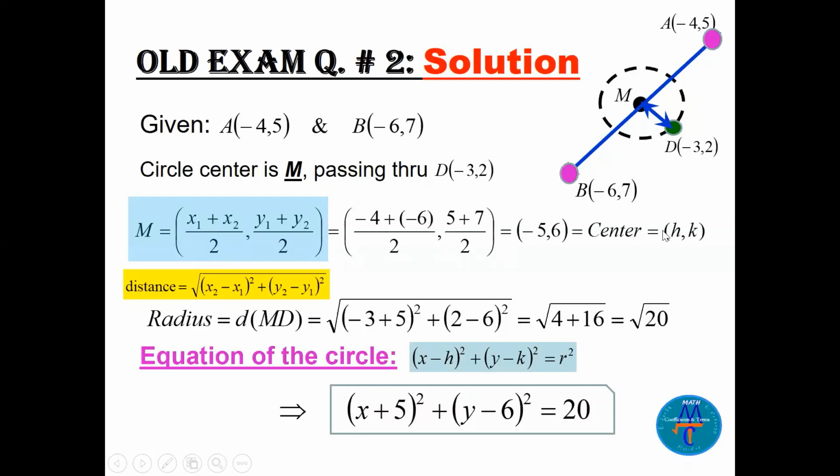So this is H and K. And now we need the distance from M to D. That's the radius. The radius is equal to the distance from M to D, also by the distance formula. I put the distance formula here for you. It will be square root of 20. Put everything in the equation of a circle. That's H and K, so (x plus 5) squared plus (y minus 6) squared is equal to R squared, which is 20.